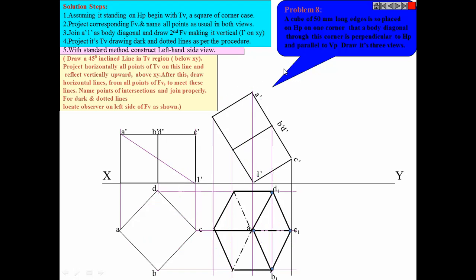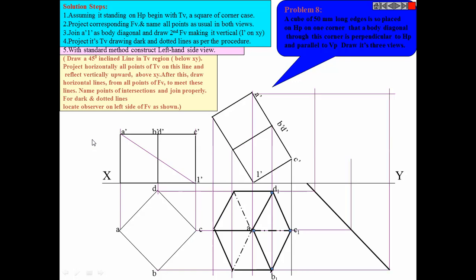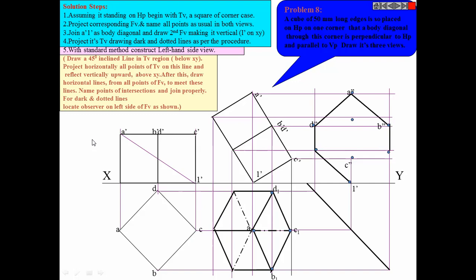Okay, now we need to draw the side view. How do you draw the side view? It is simple. You use the projection method, correct? Like this. You are doing this in orthographic projection, correct or not? That will be your side view.